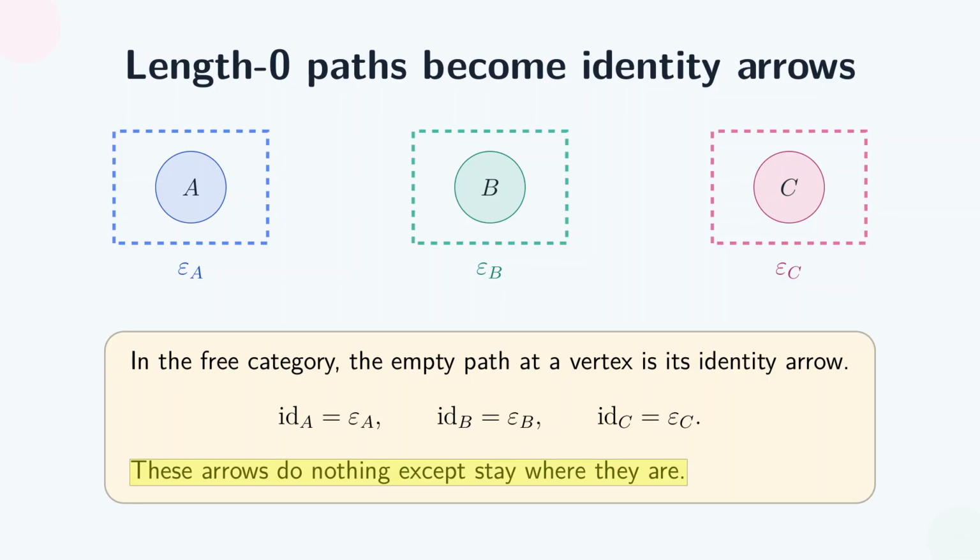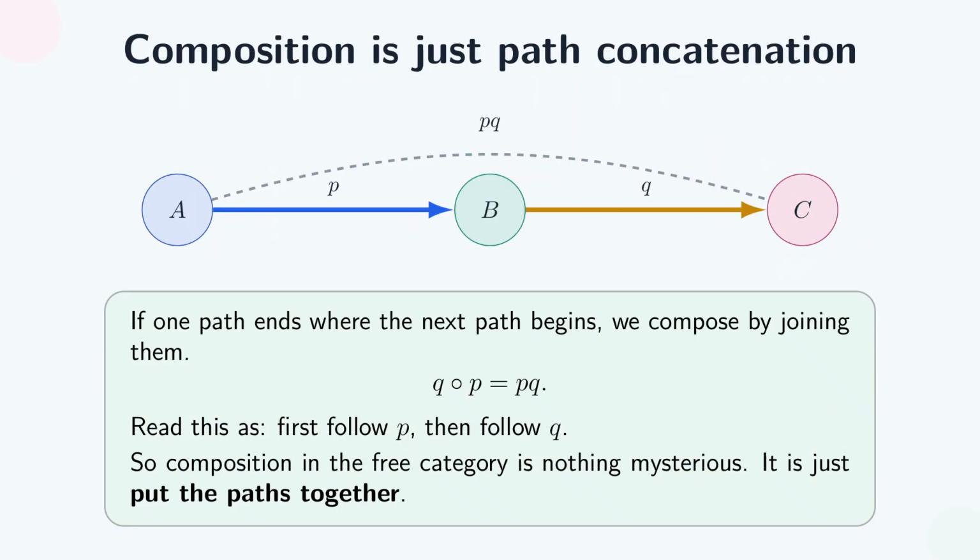Next comes composition. This is the heart of the category structure. How do we compose two morphisms in the free category? The answer is extremely natural. We compose by concatenating paths. Suppose P goes from A to B, and Q goes from B to C. Then first following P, and then following Q produces the path PQ from A to C. In the language of composition, we write this as Q composed with P equals PQ.